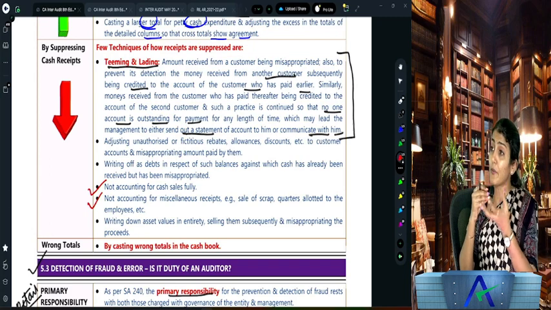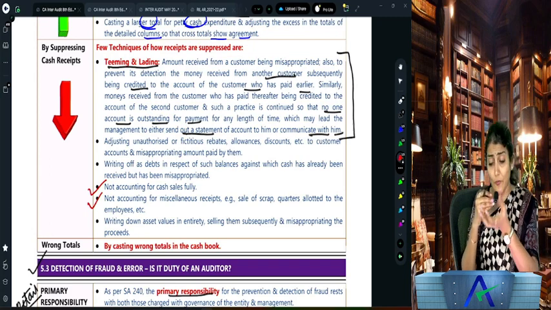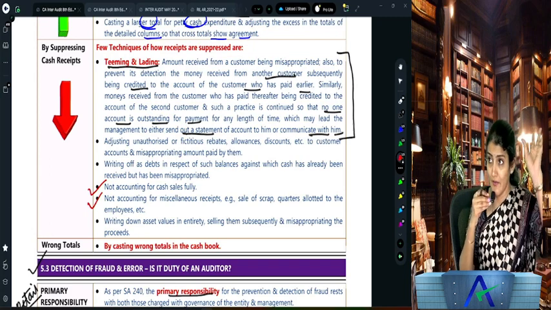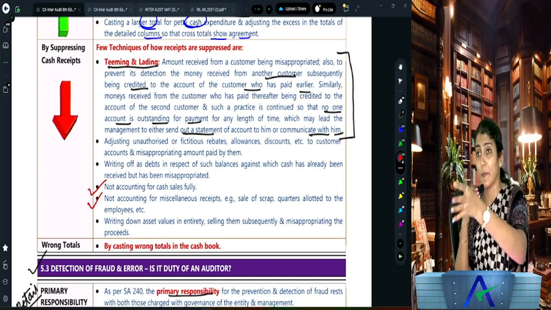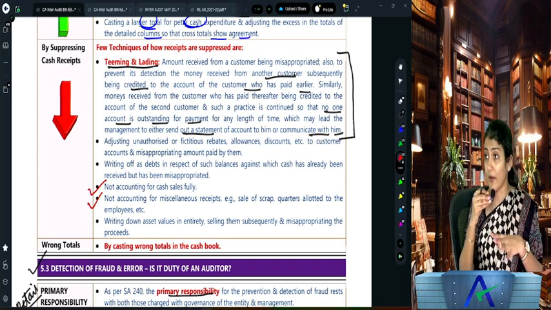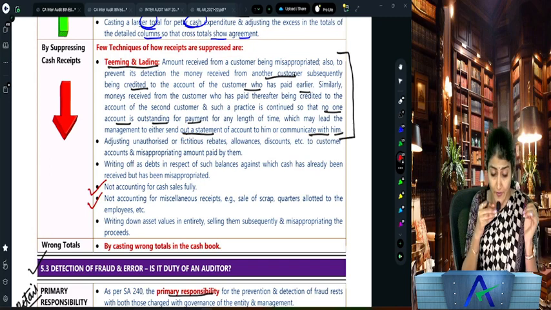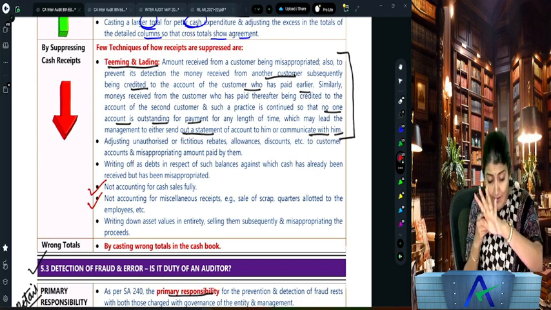So one, what you're doing, you're taking the old newspaper home, right? So that is stealing, right? And second, you're selling it in the company only, but the money you're putting in your pocket. You're saying that no money has been received, right? So not accounting for cash sales, then not accounting for miscellaneous receipts.